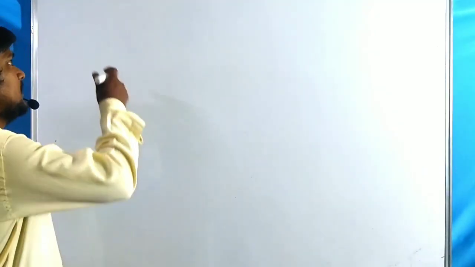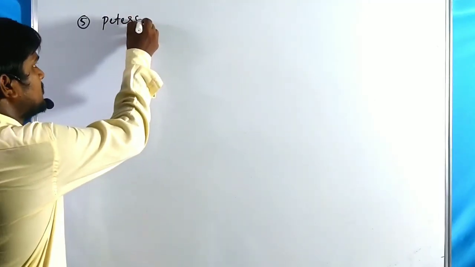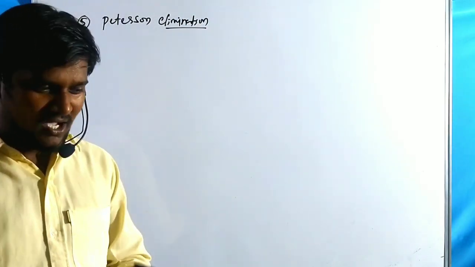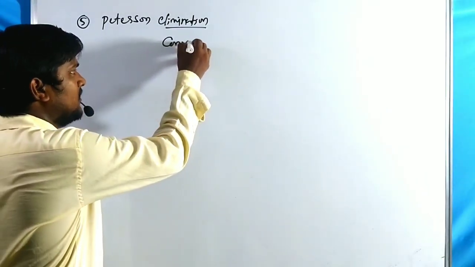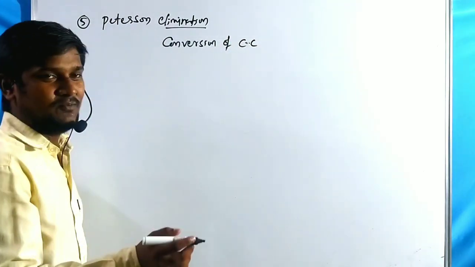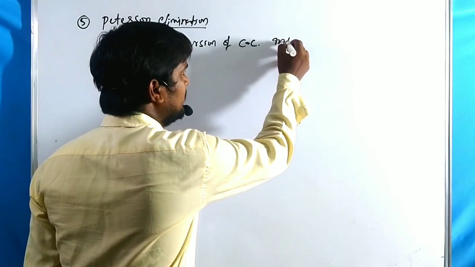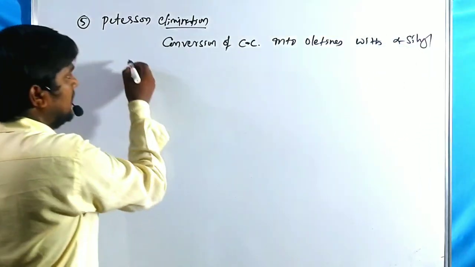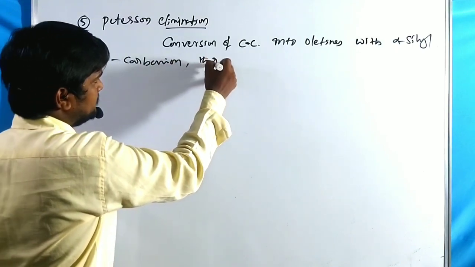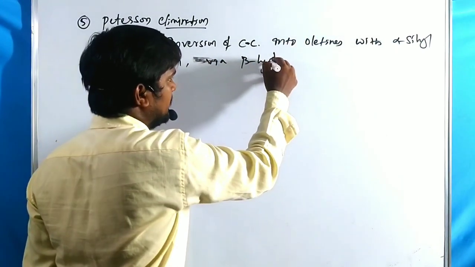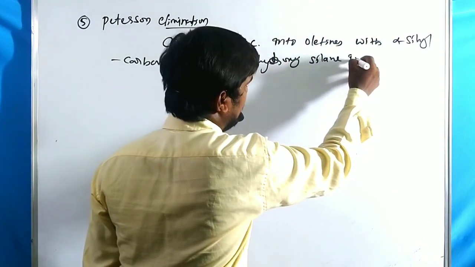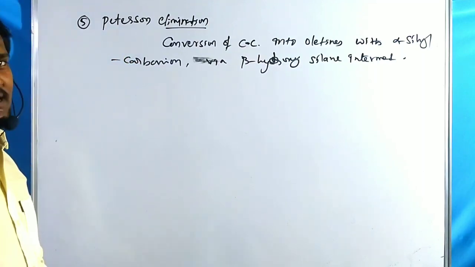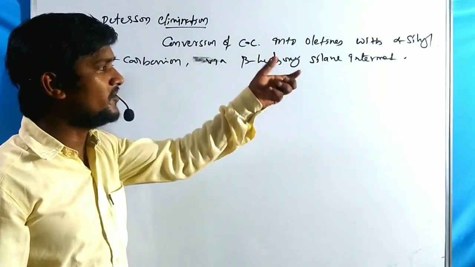Okay, now we'll go through another category for the formation of double bonds. That is nothing but Peterson elimination or olefination. Here it forms double bonds, that's why it is also called Peterson olefination. According to the general definition of a Peterson olefination, it is the conversion of carbonyl compounds into olefins with alpha silyl carbanion via a beta hydroxysilane intermediate. Okay, this is the general definition.